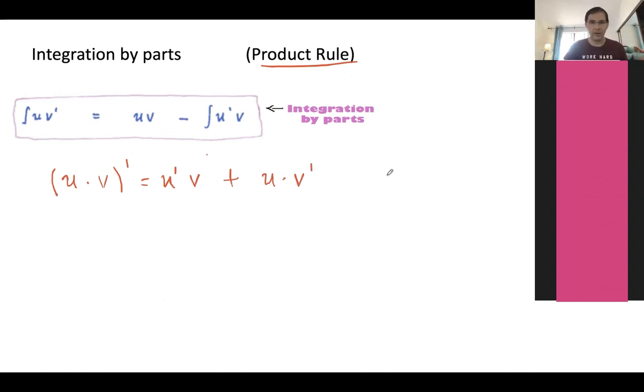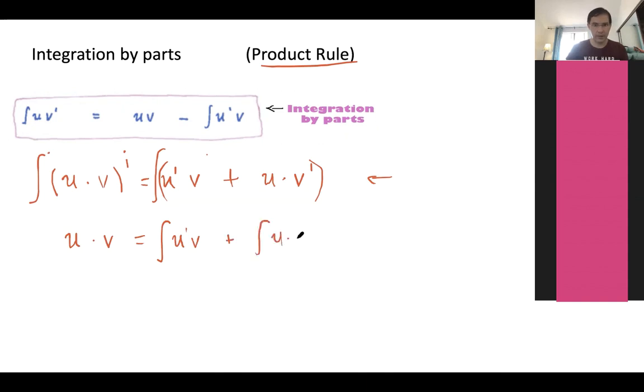So when you integrate both sides of this equation, on the left-hand side I get the integral of this, and on the right-hand side I get the integral of the sum. Essentially, integration cancels differentiation, so on the left-hand side we have just the product u times v. On the right-hand side, integration is not only a homogeneous operation but also additive, meaning the integral of the sum is the sum of the integrals. So it's the integral of u prime times v, plus the integral of u times v prime.